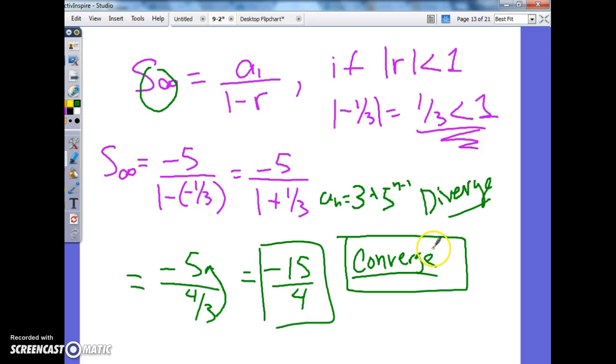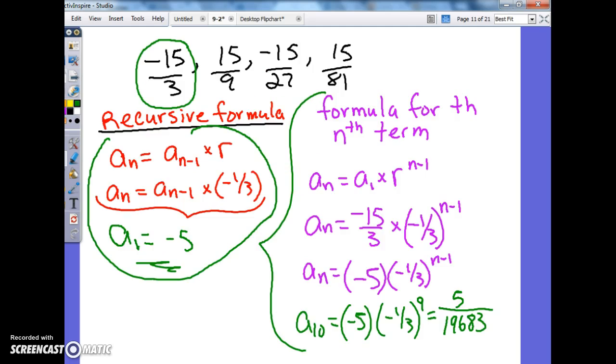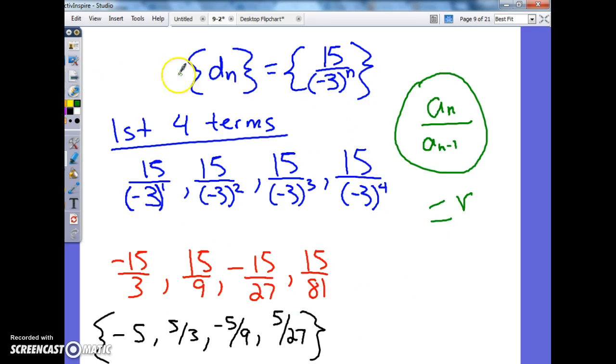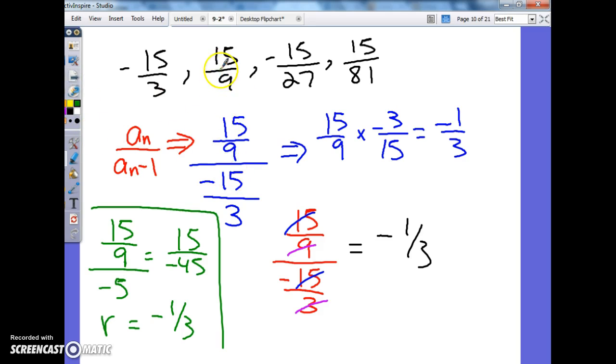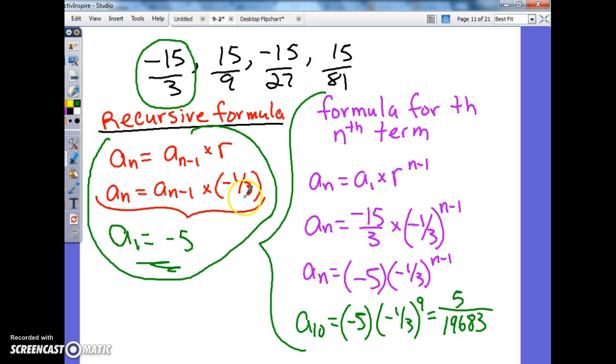Okay. So that's pretty much it. We've gone through a quick summation. We produced the first 4 terms. We got a common ratio by dividing a term by its preceding term. We wrote a recursive formula, and all we needed for that was the common ratio and a given first term. Then we can also use the first term and the common ratio to write a formula for the nth term, where we just write a sub 1 times r to the n minus 1. We got our nth term.